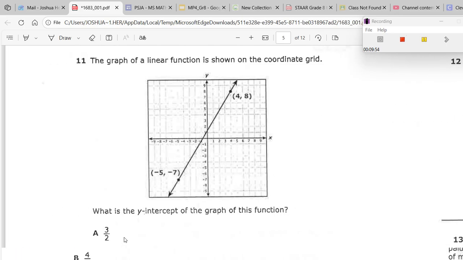Okay, this one's really easy, the y-intercept. When you look at the y-intercept, it's really where the line crosses the y-axis. And it's crossing right there, like at 1.5. Okay? And so in the calculator, 3 divided by 2 is equal to 1.5. So that's my answer, actually.